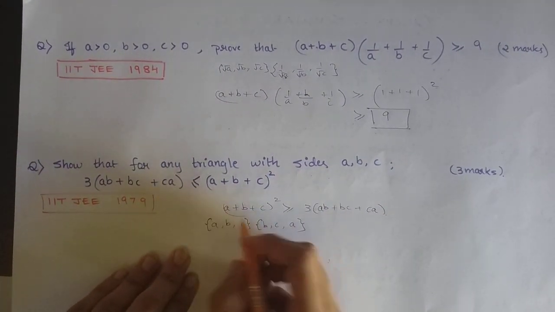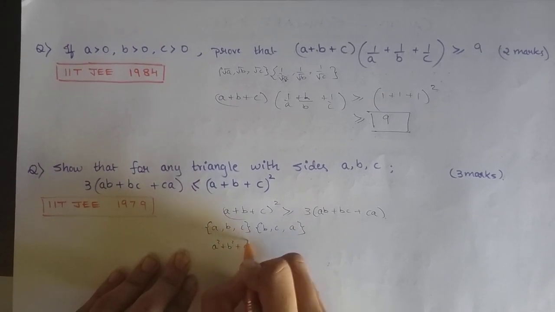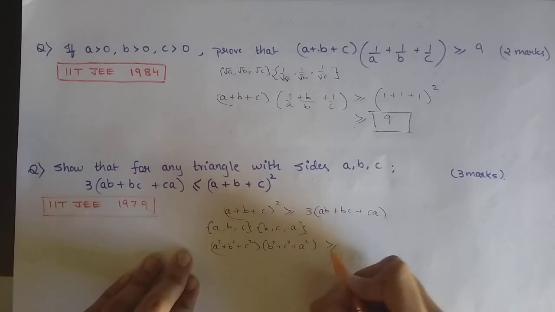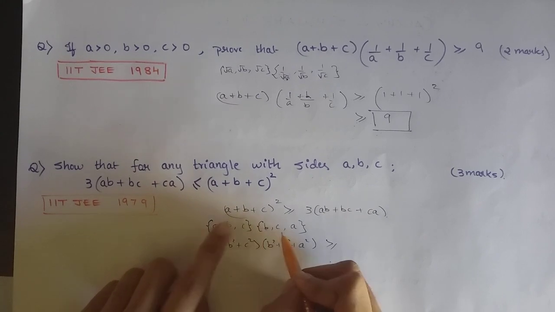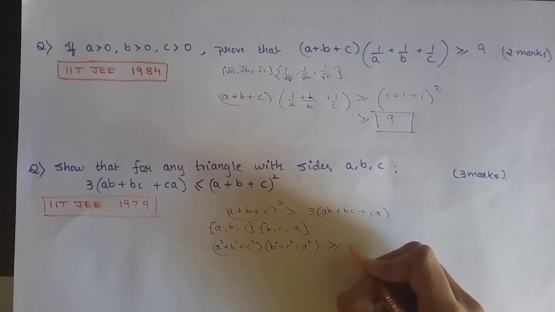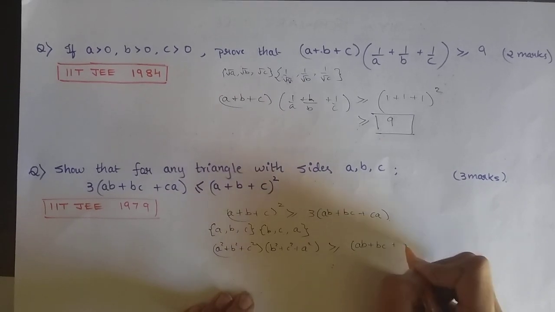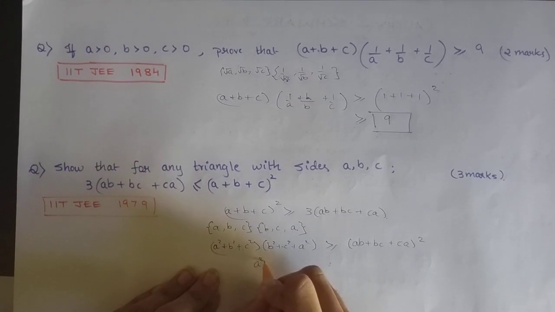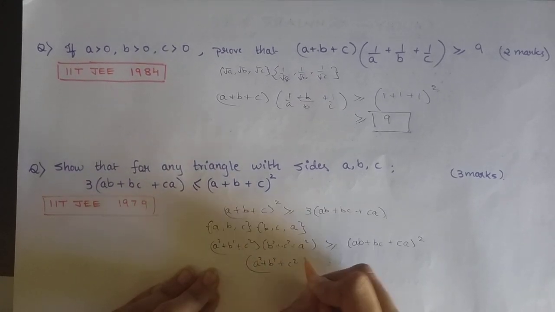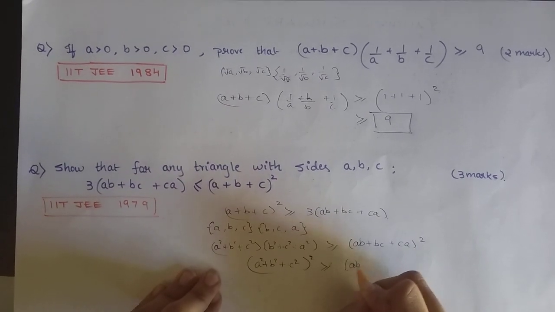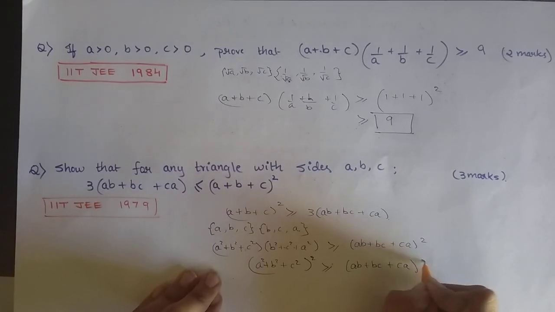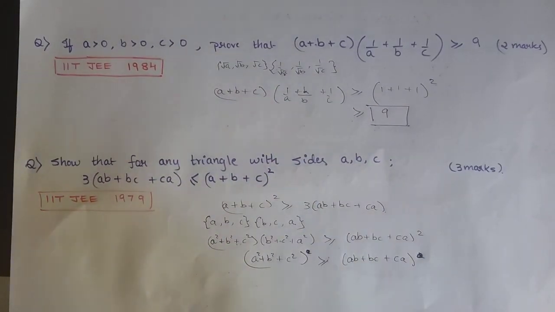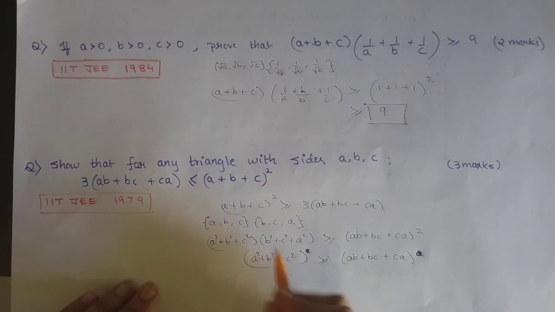So if I apply the inequality, a square plus b square plus c square times b square plus c square plus a square is greater than or equal to multiplication of these two, that is ab plus bc plus ca whole square. So these two terms are same actually, right? So I can write it as a square plus b square plus c square whole square greater than or equal to ab plus bc plus ca whole square, right? I'll just remove the square terms by putting root on both sides, so that doesn't matter.